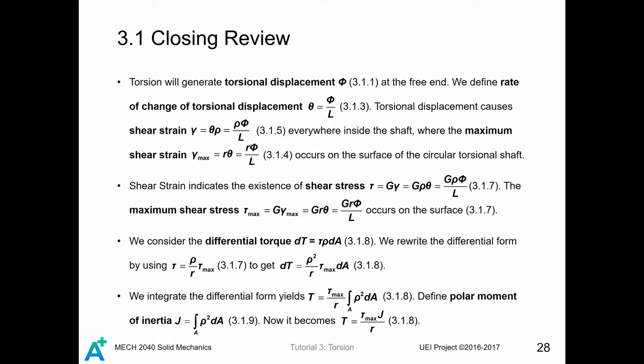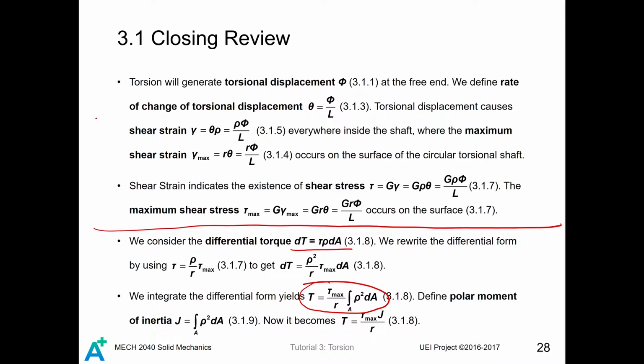After reviewing those foundations, we talked about what we really did to derive this formula. We considered a differential torque dT equals tau rho dA, and we substituted the shear stress relative to the maximum shear stress. Then we can rewrite this differential form in this way. Then we do the integration on both sides of the differential form to get this, where we define the polar moment of inertia to be J equals the integral of rho squared dA.